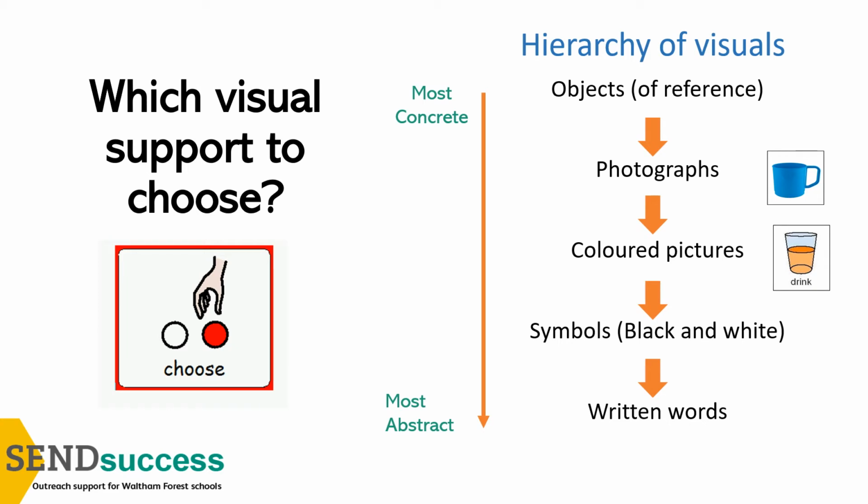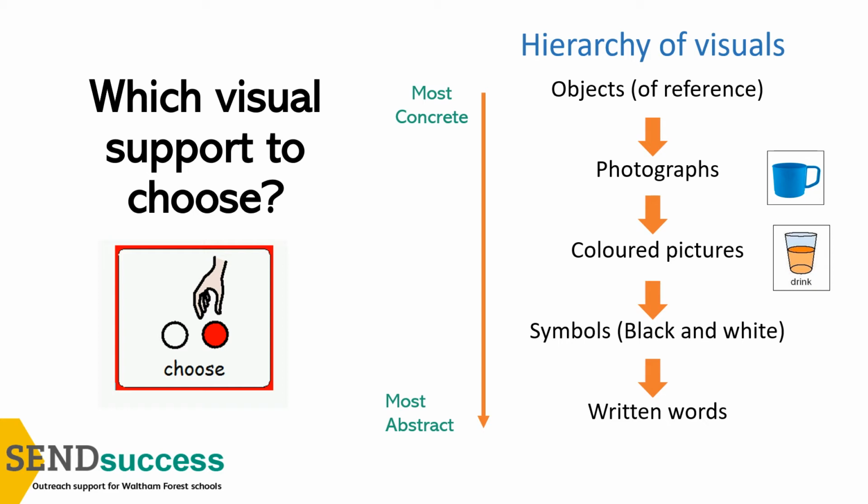I think it's also worth noting here that the need and the usefulness of visual support doesn't necessarily go down as a child gets older. Just because a child is now in secondary school doesn't necessarily mean that they don't need the same sort of visual support that they had in primary school. It just might be that that visual support needs to be adapted to meet their needs as they grow older.